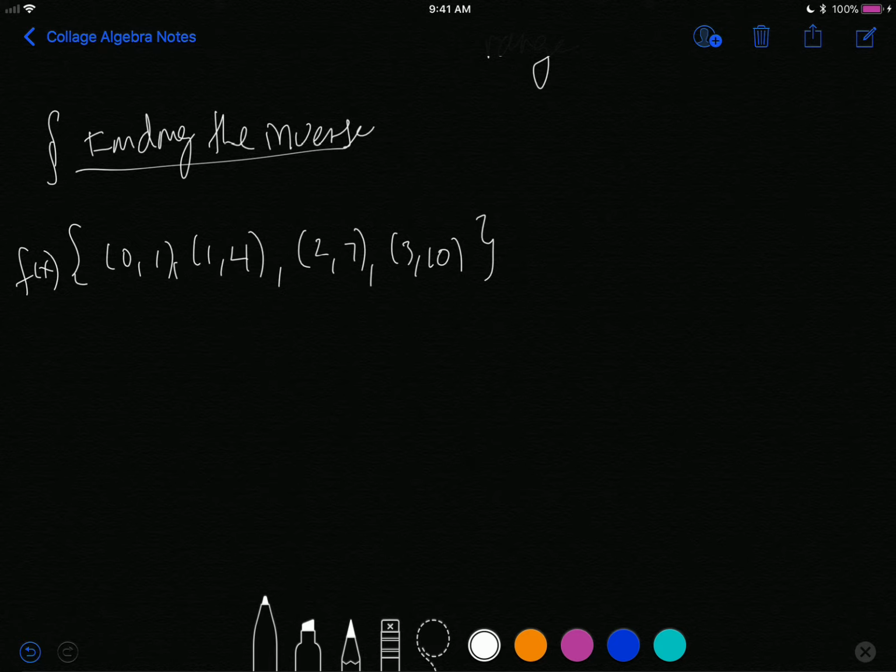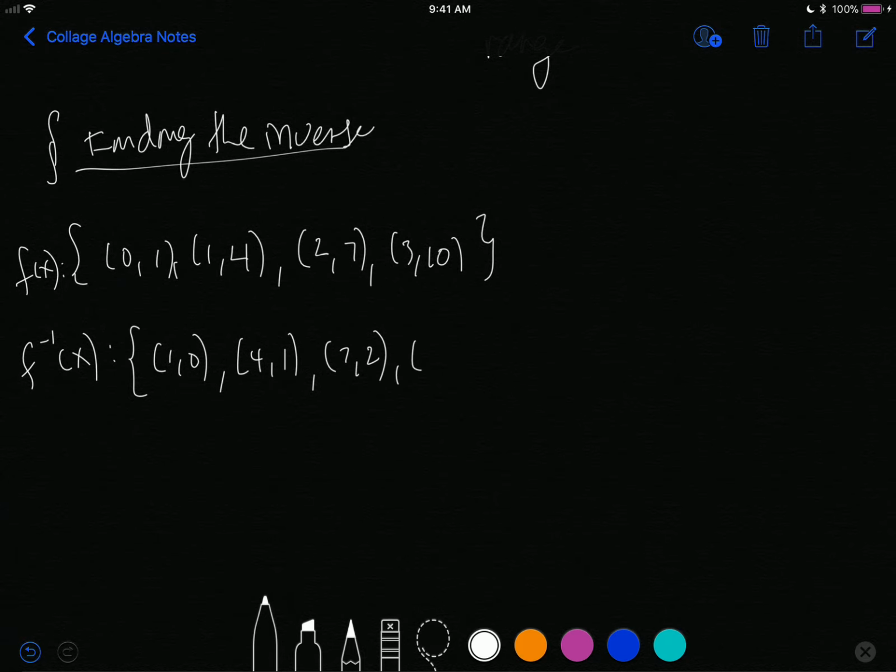To describe the inverse function right here, all I have to do is switch the x and y values. So the first ordered pair becomes 1, 0, and so forth and so on. Notice that we do not switch the signs. Notice all we're doing is switching the x and y values. This function, therefore, is doing the reverse of the original function. That's it.